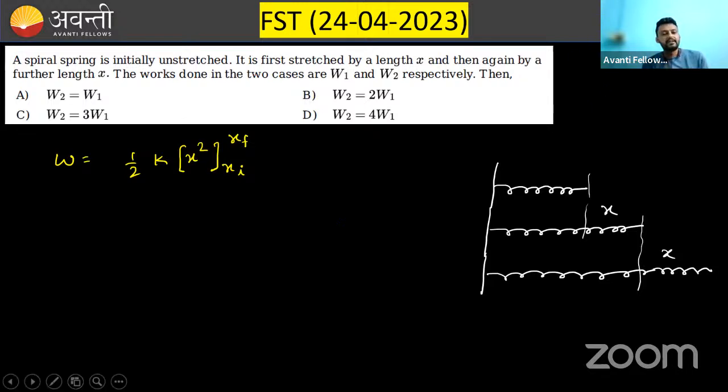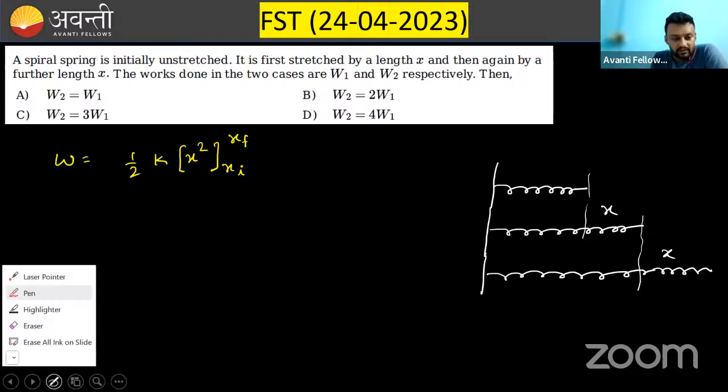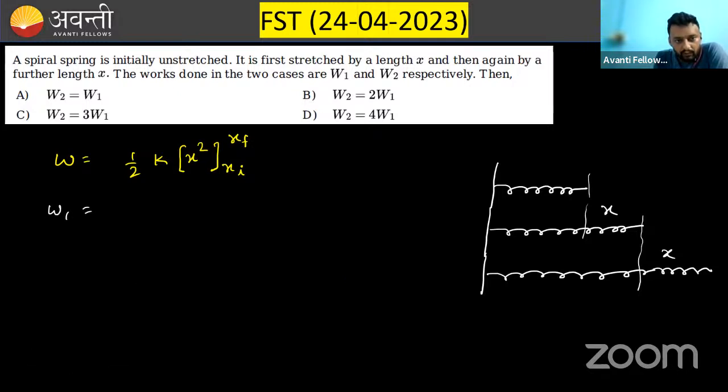The work done in stretching a spring is what? Half k integration x dx. So that x dx integration will become x square by 2. The complete term is half k x square. But the limit of this x square is initial to final. So if I place the values here for W1, W1 will be half k x square, but initially it was unstretched. That means 0 to x. So it will become half k x square. Equation number 1.